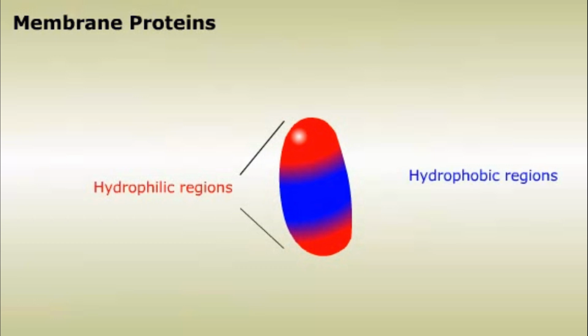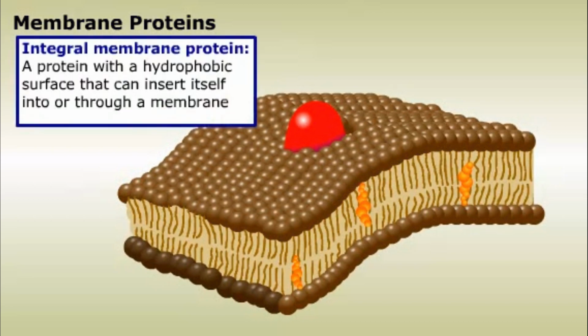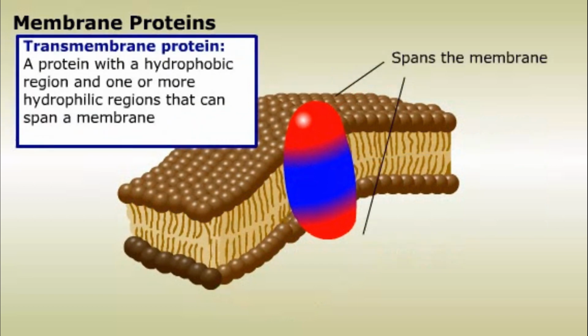Proteins are also part of the cell membrane. Like phospholipids, some proteins also have hydrophilic and hydrophobic regions. There are two classes of membrane proteins, integral and peripheral. Integral membrane proteins lie in the membrane with their hydrophobic regions surrounded by the nonpolar chains of the membrane phospholipids. The hydrophilic regions extend out of the membrane. Integral proteins that span the membrane are called transmembrane proteins.